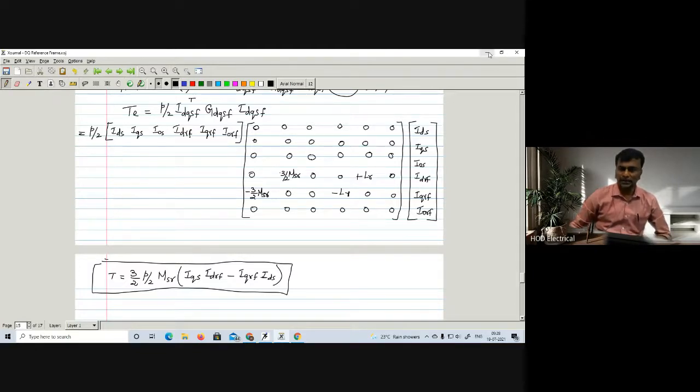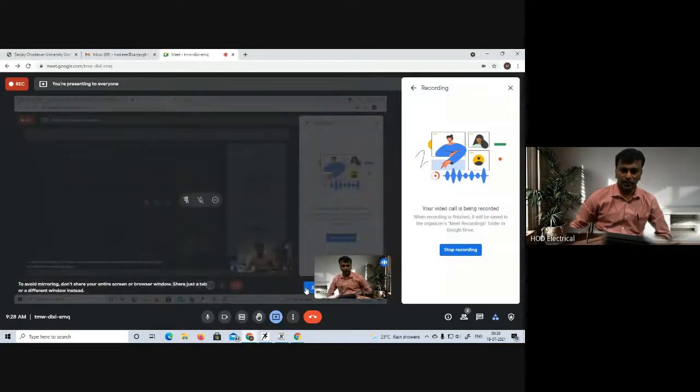In the next class, I would like to explain how to write the voltage equation of the induction motor in the DQ reference frame by observation. We need not go through this tedious process from ABC to alpha, beta and DQ. We have already done alpha, beta, and in the same way we will see how to write this equation in the DQ reference frame.